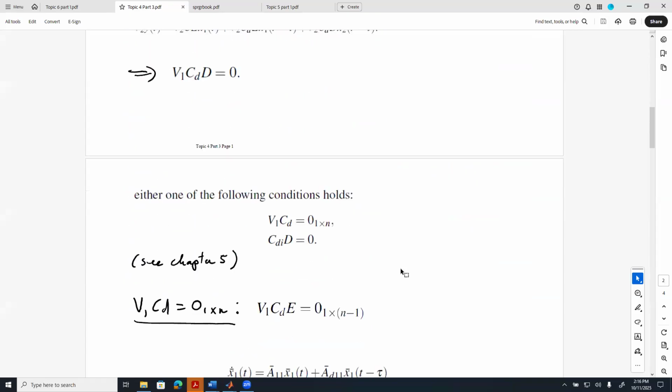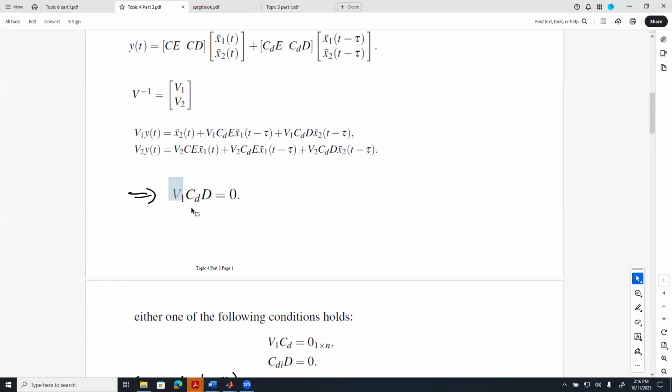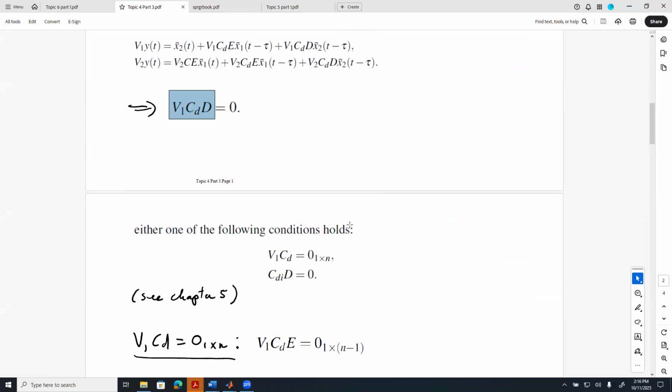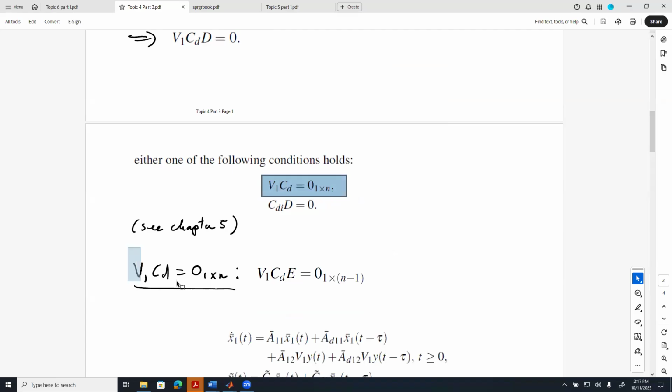And then we need to make an assumption about the structure of the matrix CD. We want it to be 0. And because of this 0, either of the following conditions hold. The first one is this condition, V1 CD is 0. So there is a constraint on the output matrix CD in which the first row of it has to be 0. And this is a simplified condition which gives us this condition equal to 0 as well.